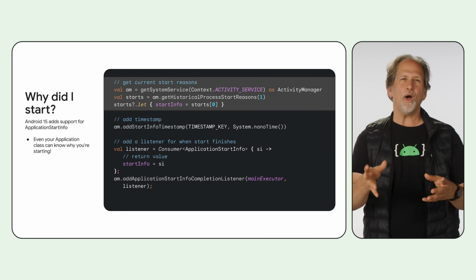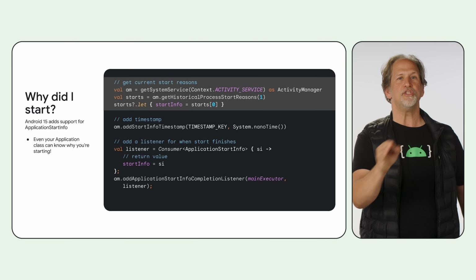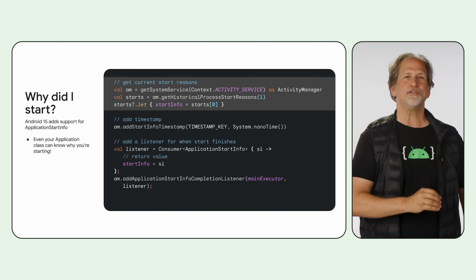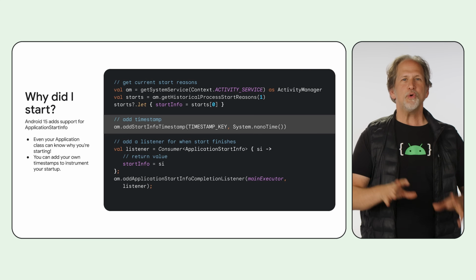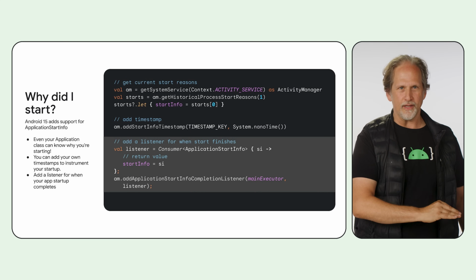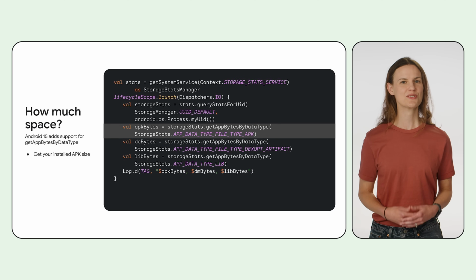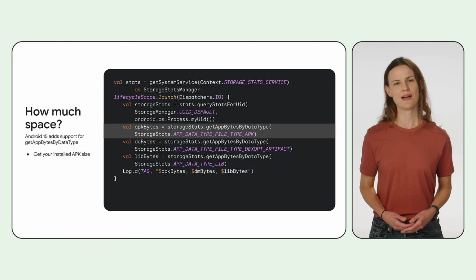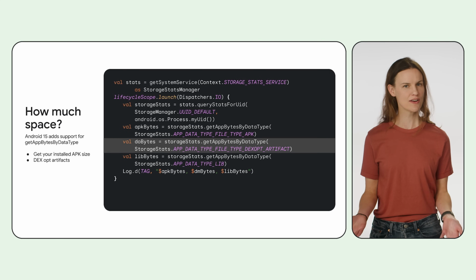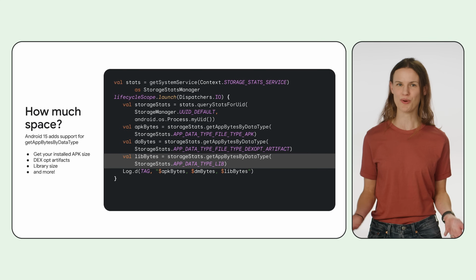To help you understand what your app is doing when it starts and reduce unnecessary initialization, Android 15 adds the Application Start Info API. You can add timestamps to instrument your startup and a listener for when startup is complete. Android 15 also gives you more detail on the storage your app is using, including your installed APK size, DEX opt artifacts, library size, and more.